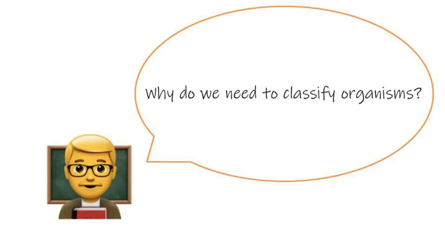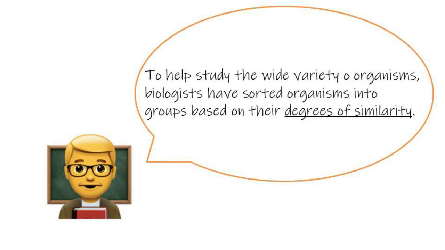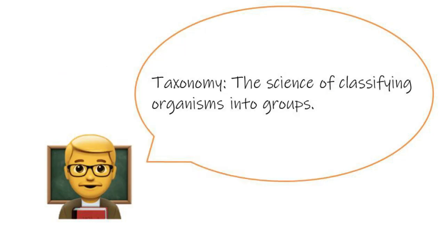Why do we need to classify organisms? To help study the wide variety of organisms, biologists have sorted organisms into groups based on their degrees of similarity. This is like sorting books into categories in a library based on how similar the topics are. The sorting of things into groups is called classification. The science of classifying organisms into groups is called taxonomy.